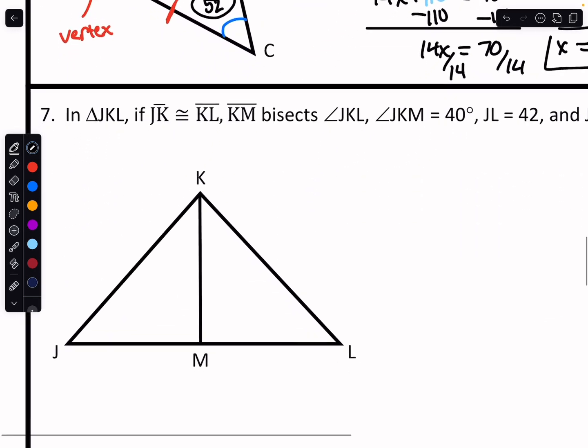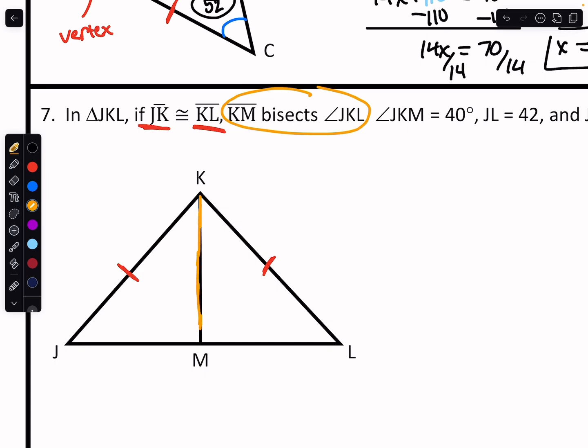Let's go to example number 7. Triangle JKL. JK, KL, they're telling you they're congruent. So looking at that entire triangle, it is isosceles, right? Two congruent sides. KM is bisecting JKL. K is the middle letter, so we are going to look at that angle. It is bisecting, right? It's cutting in half. Two equal angles. That's why I put those little arches.